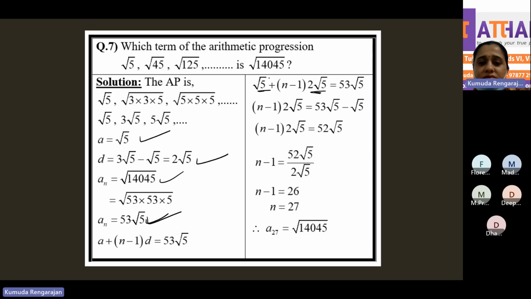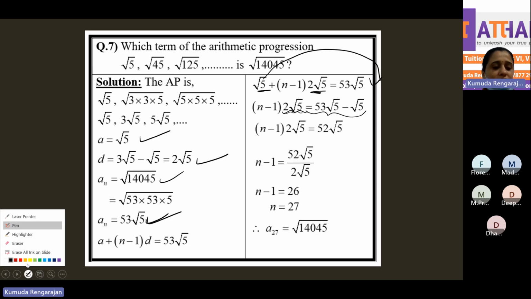So how do you simplify this? This root 5 will go here as minus root 5. And then this 2 root 5, you can bring it for division. It's into 2 root 5. It can come down for division to the other side.